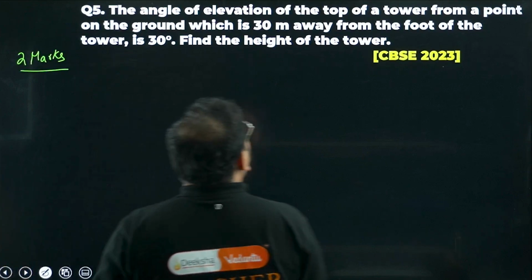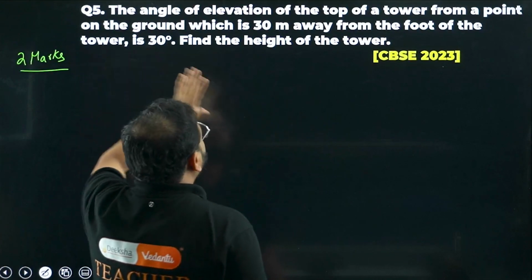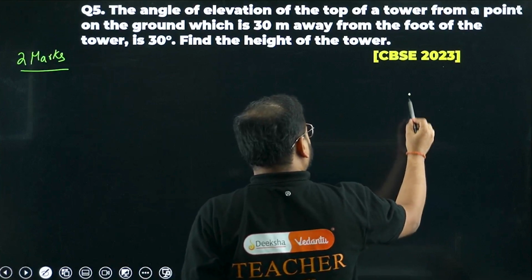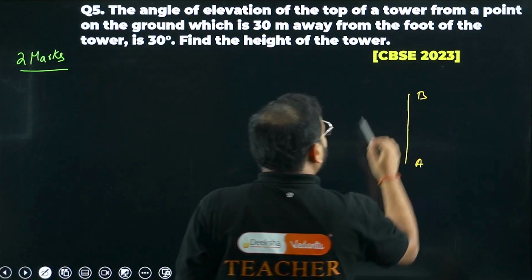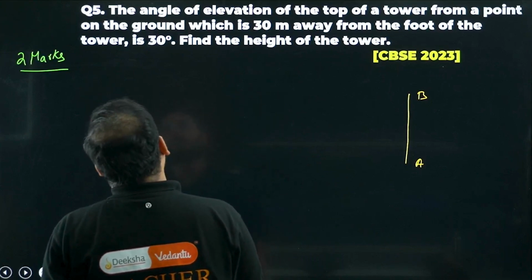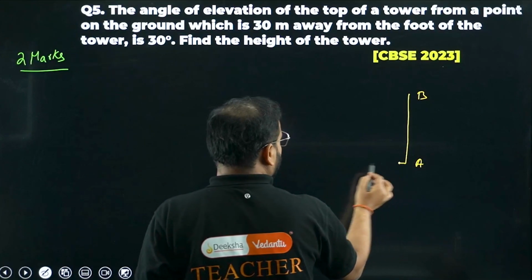Okay, now let's look at the statement and draw the figure. The angle of elevation of the top of a tower. The tower will stand like this. Let's call it AB, from a point on the ground. So the ground will be over here.